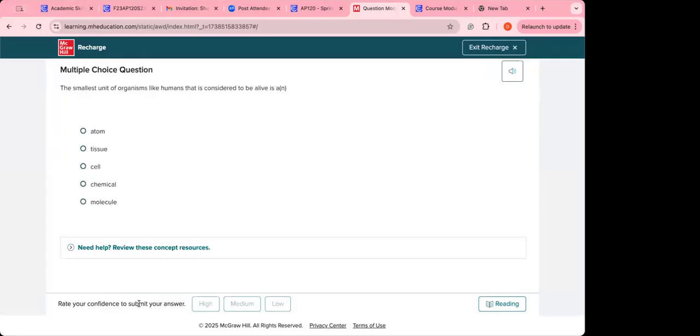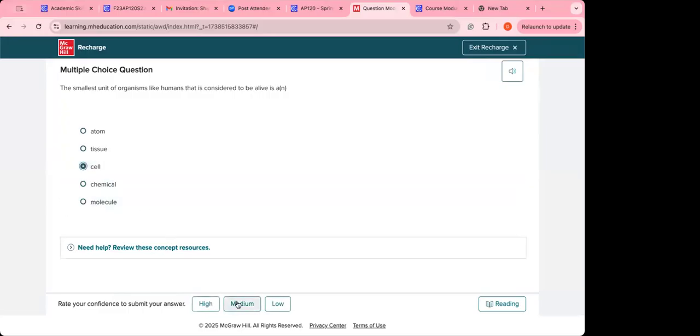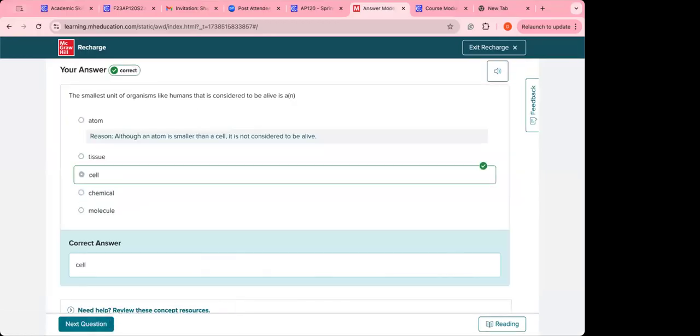The smallest unit of organisms like humans that is considered to be alive is the cell. Very good.